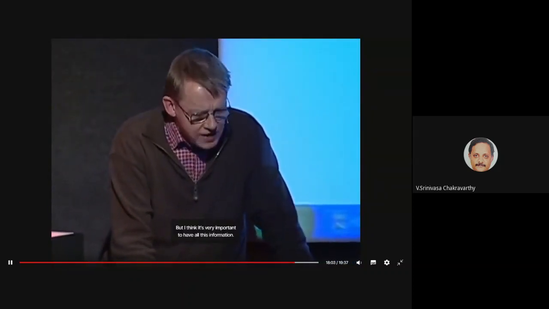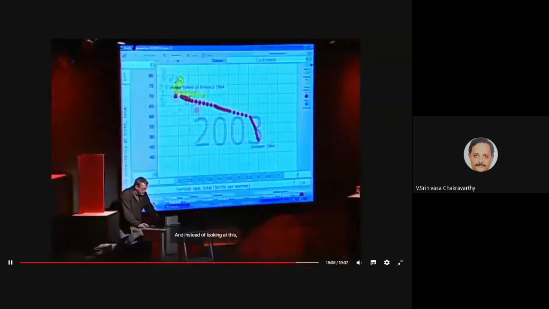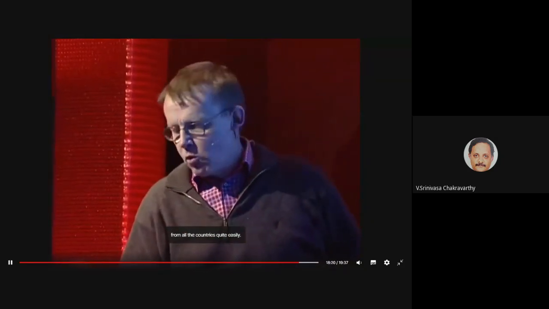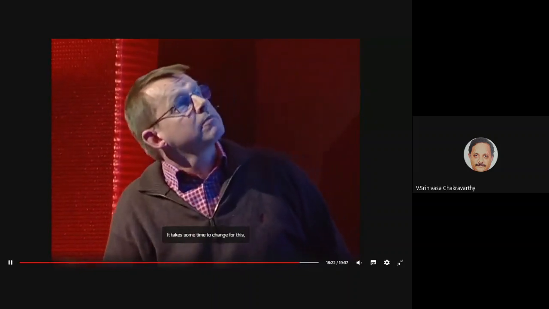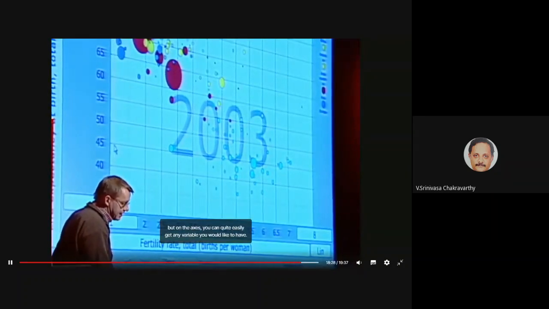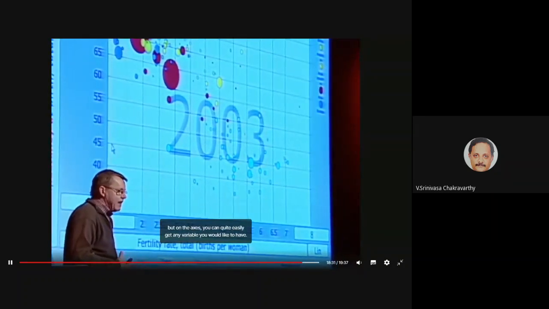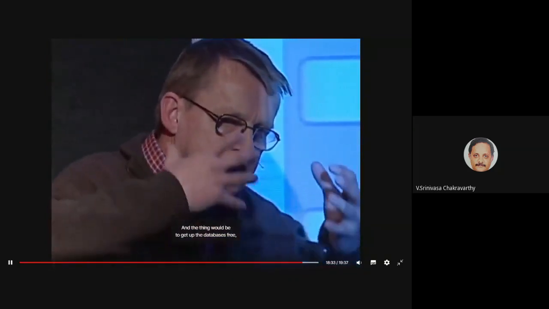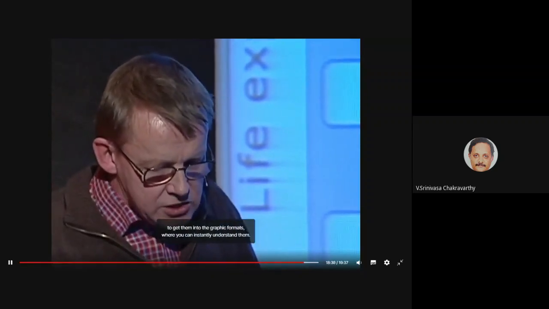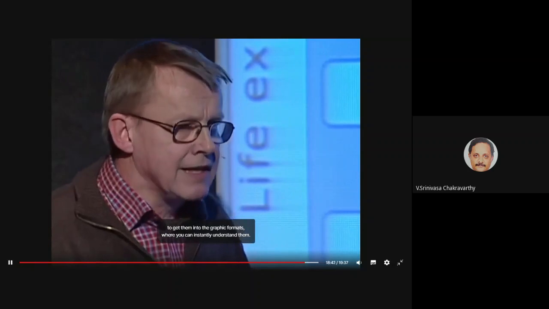But I think it's very important to have all this information. We need really to see it. And instead of looking at this, I would like to end by showing the internet users per 1,000. In this software, we access about 500 variables from all the countries quite easily. It takes some time to change. But on the axes, you can quite easily get any variable you would like. The thing would be to get the databases free, to get them searchable, and with a second click to get them into graphic formats where you can instantly understand them.